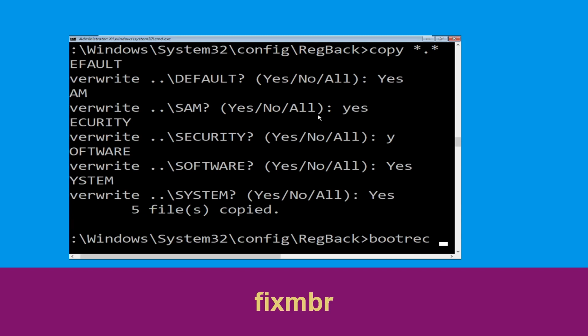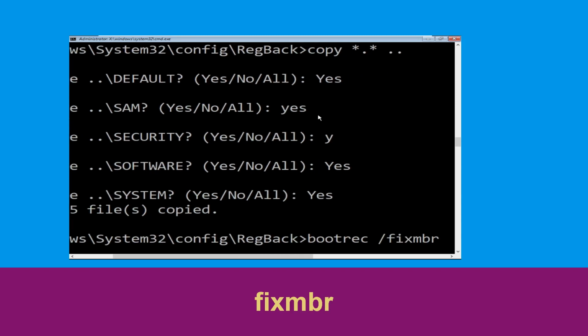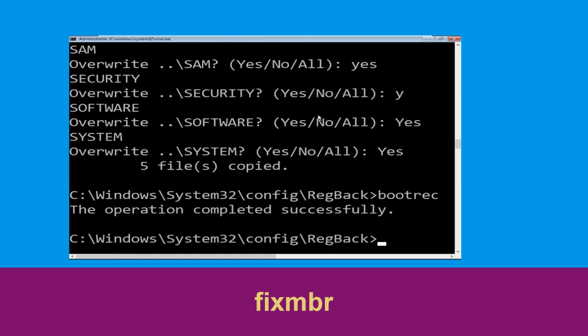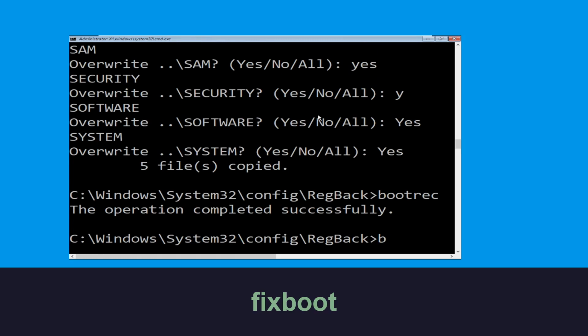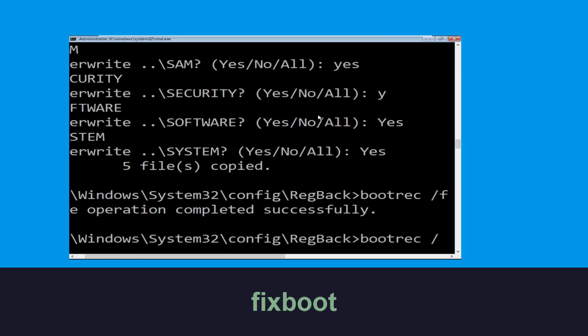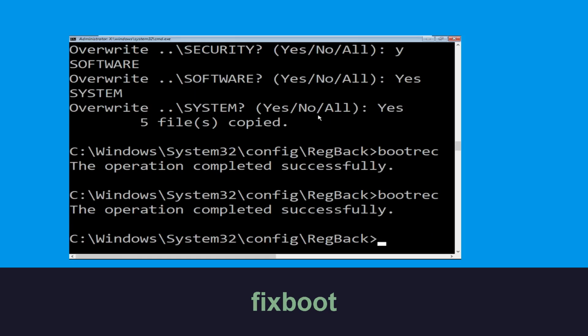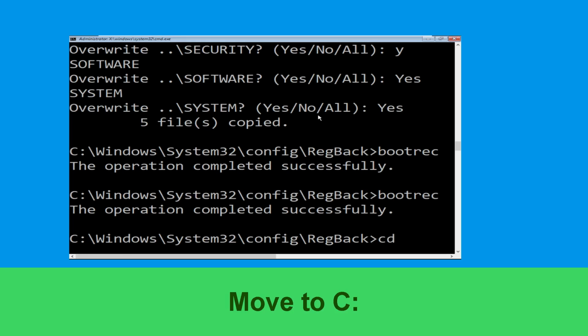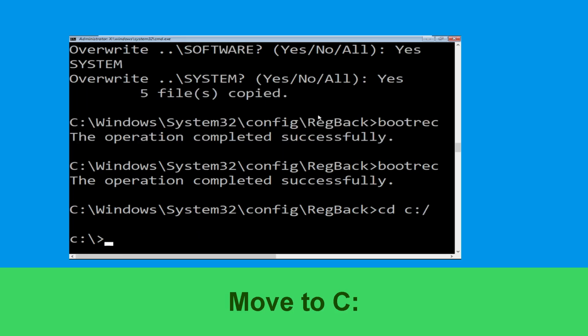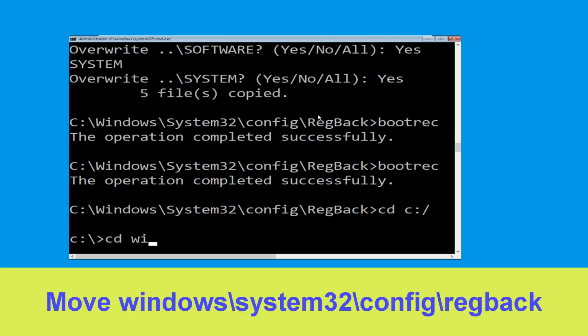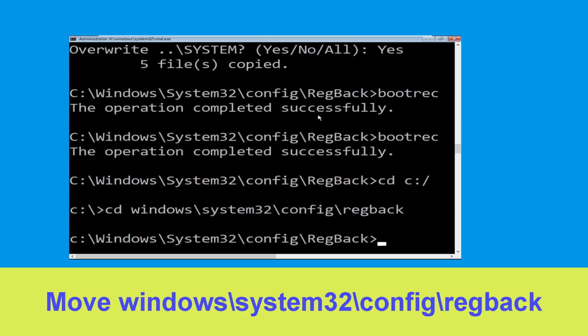Type in bootrec /fixmbr and hit enter to execute the command. Now type bootrec /fixboot and hit enter to execute. Now type cd c:\ and simply hit enter. Now type this command cd windows\system32\config\regback and simply hit enter to execute the command.